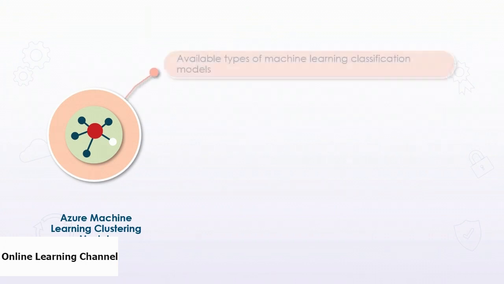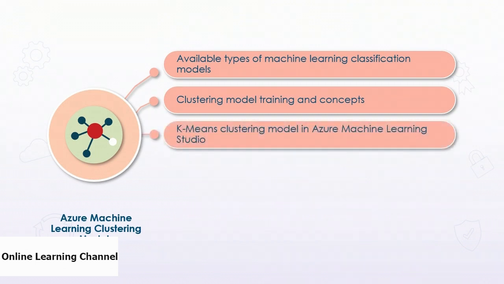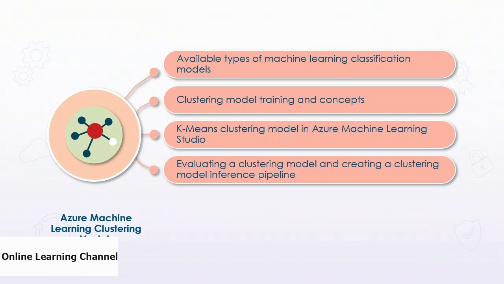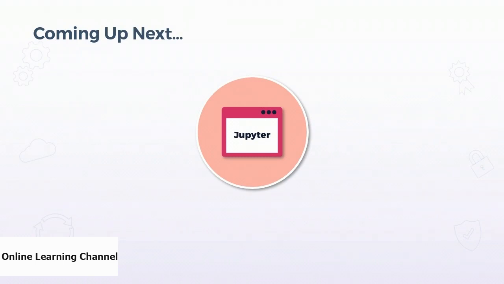So in this course, we've examined Azure machine learning clustering models. We did this by exploring available types of machine learning clustering models, clustering model training and concepts, k-means clustering model in Azure Machine Learning Studio, evaluating a clustering model and creating a clustering model inference pipeline, and deploying a clustering model-based inference pipeline. Now, in our next course, we'll move on to examine Project Jupyter and its use for machine learning.